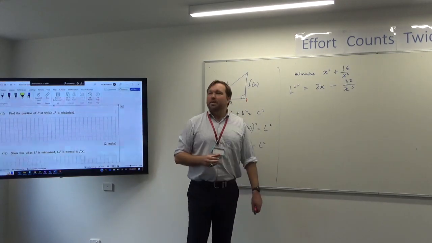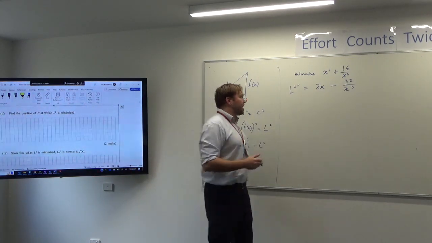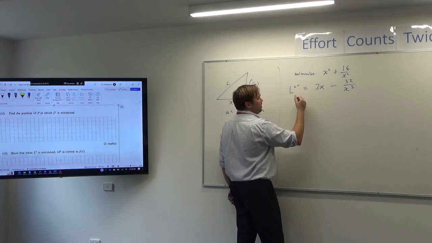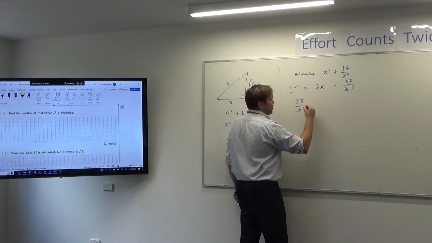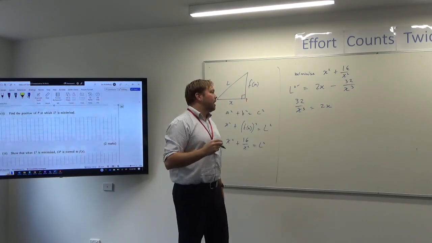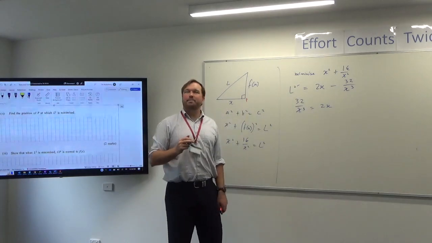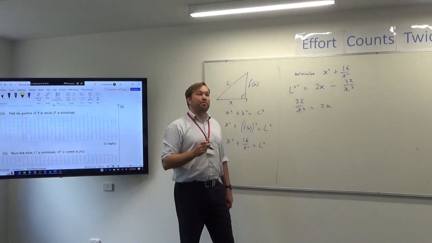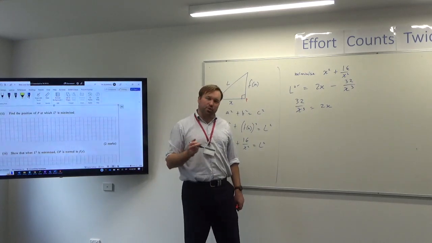Feels good. Then we set it equal to 0 because we want to find the maximum. So I'm going to set it equal to 0 and bring this whole thing over: 32 on x cubed equals 2x. I'm then going to multiply both sides by x to the 3 and divide by 2.